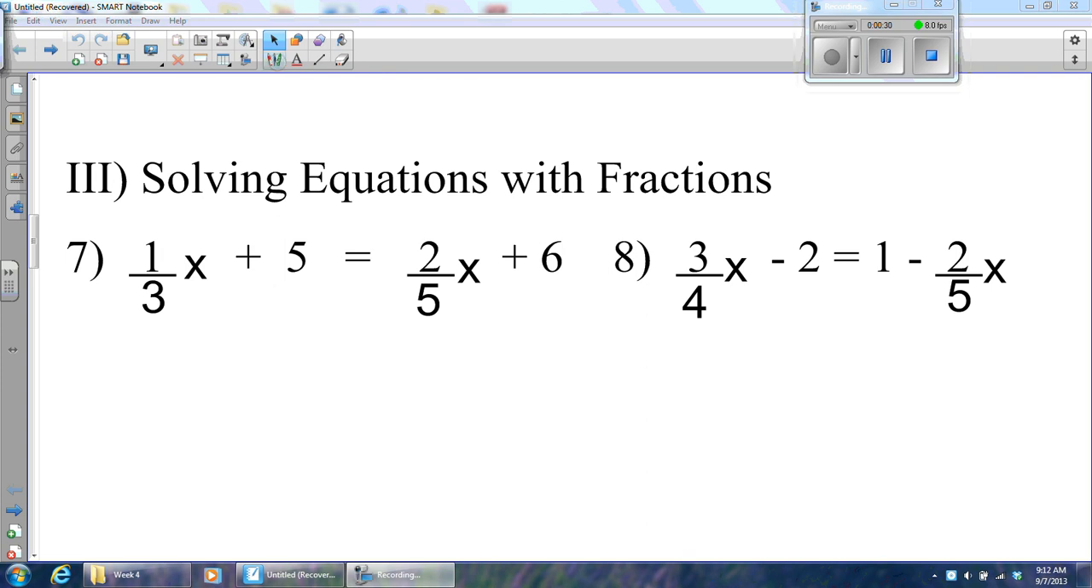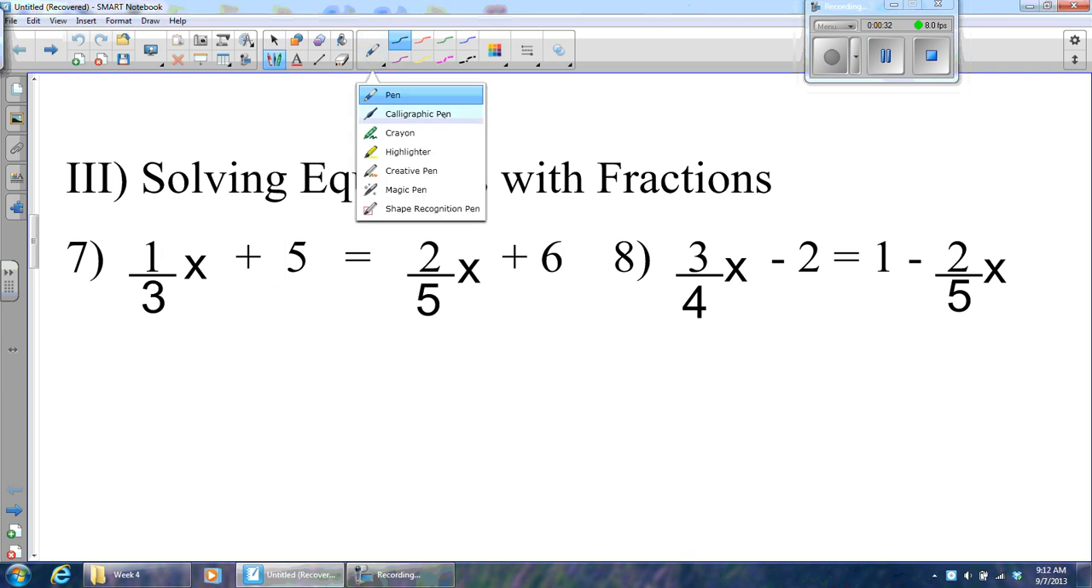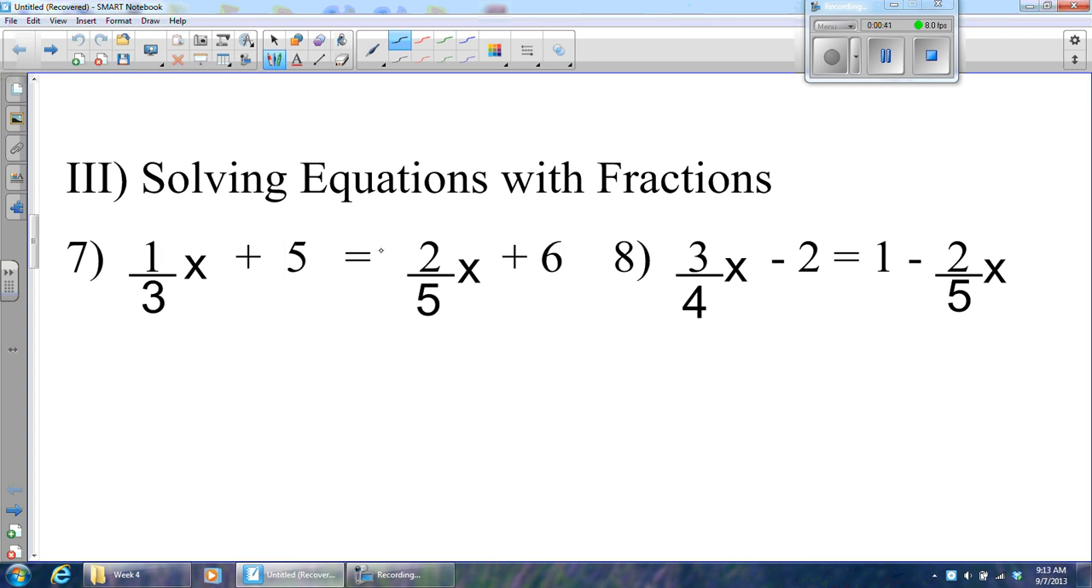So let's see here. Let me get my calligraphic pen. And I've got to solve equations with fractions. Now, I know a lot of you are going to want to multiply through right away by 15, and I think that's a great idea. But I know some of you are going to go, hey, Mr. Lawrence, I want to subtract 5 as my first step. And I think that's also a great idea. And I'm going to do problem number 7 by getting rid of one of those constants first.